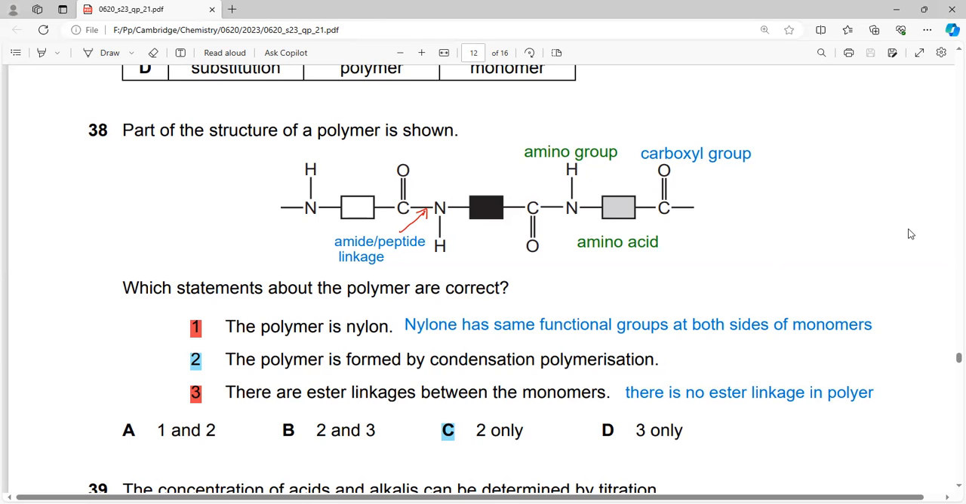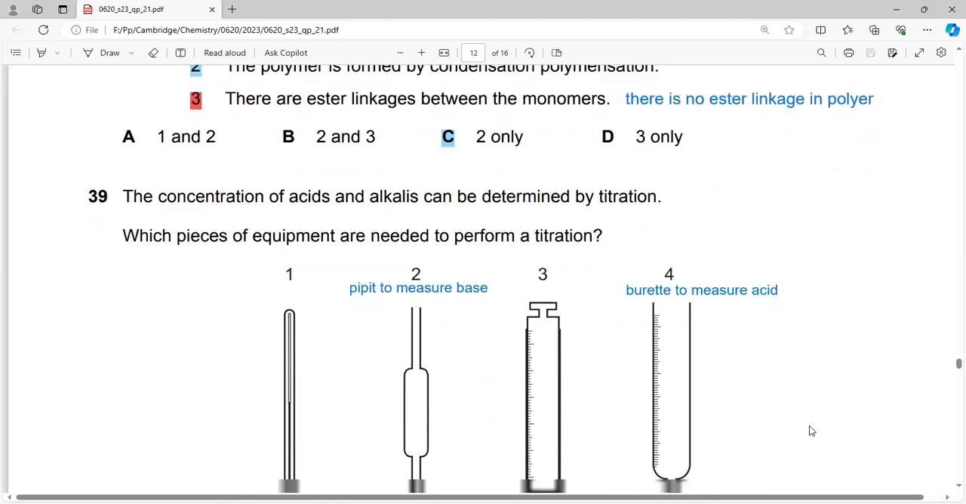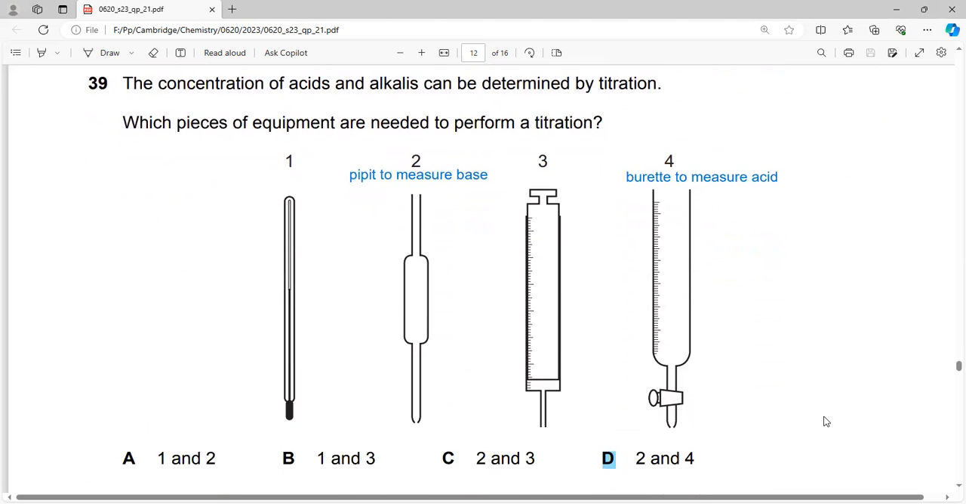Option 3, there are ester linkages between the monomers. There's no ester linkage. An ester linkage is when the oxygen comes between an alkyl group on one side and a carboxyl on the other. That is an ester linkage, but this is an amide linkage, or we can say this is a peptide linkage. So that's why only option 2 is correct here. The C is our correct answer. We're going to proceed to question number 39.